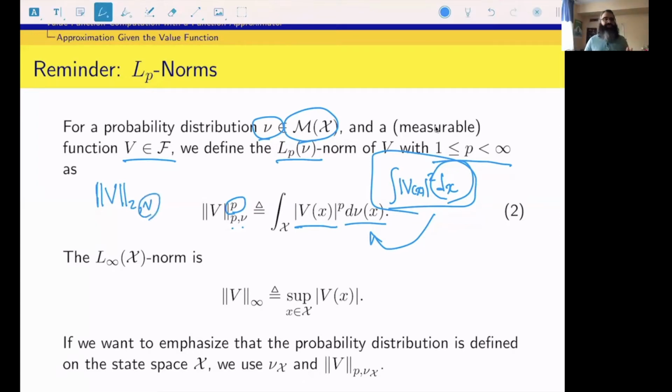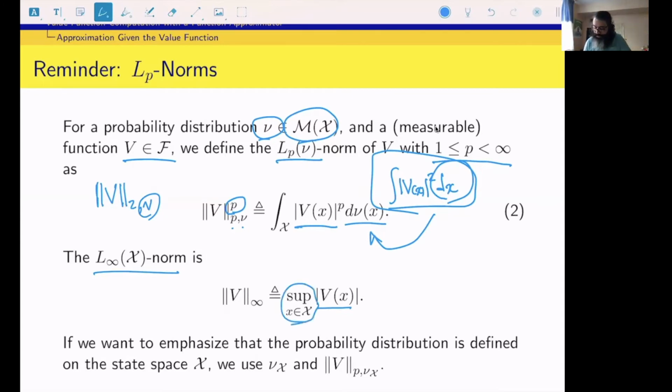Okay, so this is clear, right? And then we have the L infinity norm, or supremum norm, which is defined essentially the way that we had seen before. We just go over all states, or all x's, and take the absolute value and take the supremum over that. So that's the maximum value of a function.